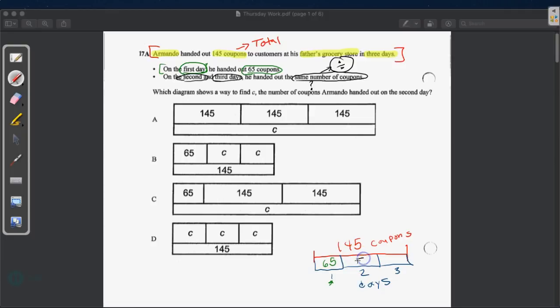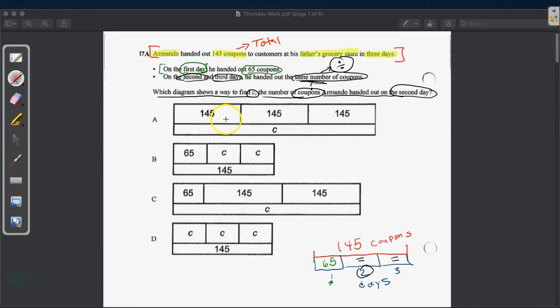What you should know is they're equal. Second day and the third day. So whatever number day number 2 has, day number 3 also has to have it because they're the same number. So that's a hidden question. So now when we go to our final question, it says, which diagram shows a way to find C, the number of coupons Armando handed out on the second day? So I want to know about the second day. Now let's find out which of these pictures would help better.